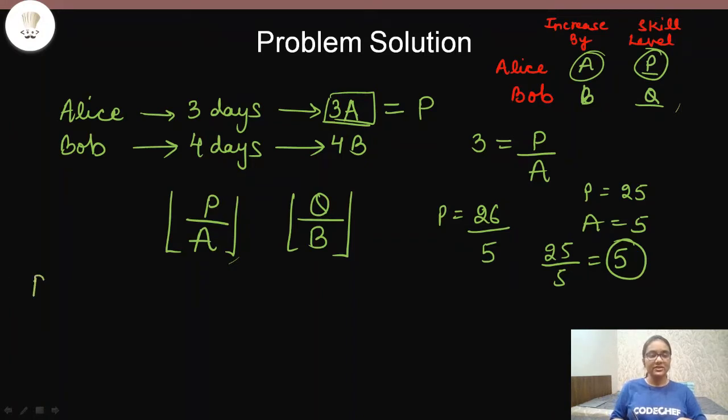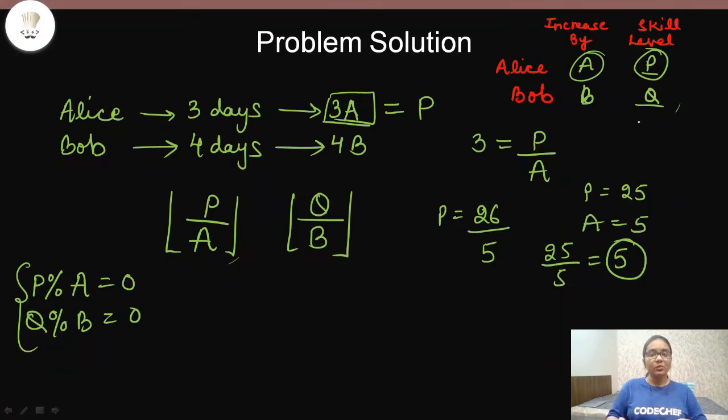So the two conditions that you will have to check are that P modulus A is equal to 0 and Q modulus B is equal to 0. These two conditions will determine that at least P is a multiple of A and Q is a multiple of B. Only then is there a possibility that Alice and Bob can achieve this skill level. Now you will say that if these two conditions are true, then our answer should be yes, meaning they will be able to achieve the skill level.